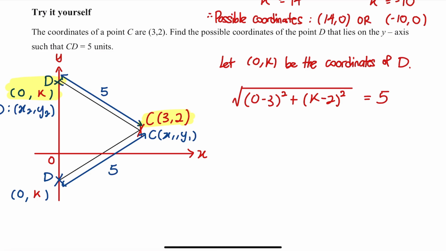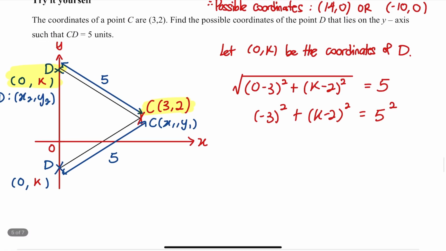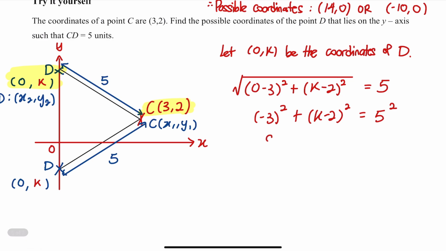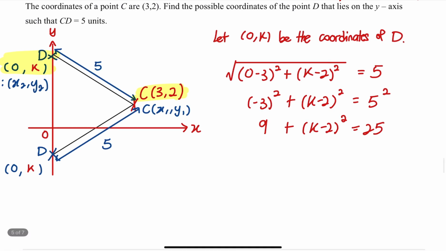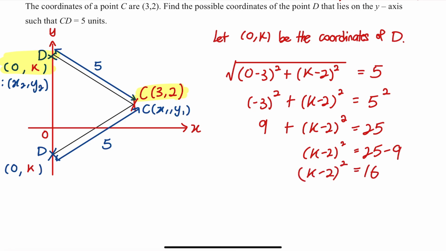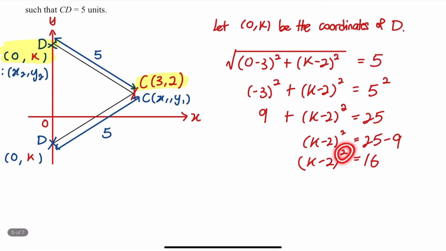Okay, now I square both sides of the equation to get rid of the square root sign. I will get 0 minus 3 is negative 3 square plus k minus 2 square equals to 5 square. Okay, then I simplify it step by step. Negative 3 square is positive 9 plus k minus 2 the whole thing square equals to 25. Therefore, I get rid of the 9 on this side of the equation. K minus 2 square is equal to 25 minus 9, which means that k minus 2 square is equal to 16.